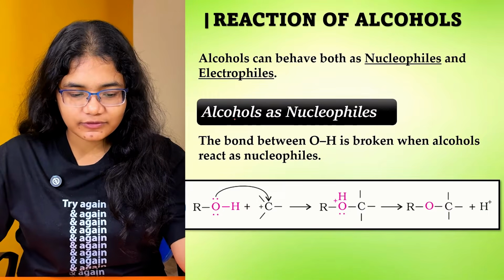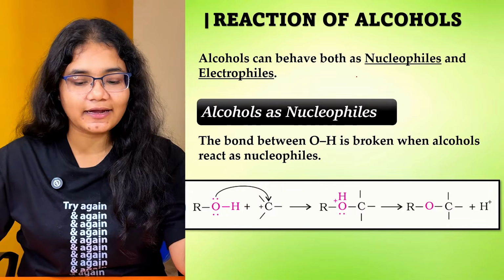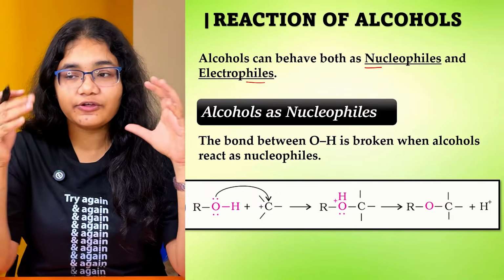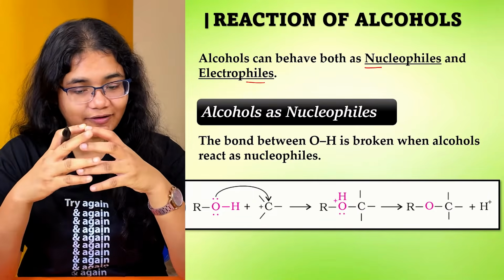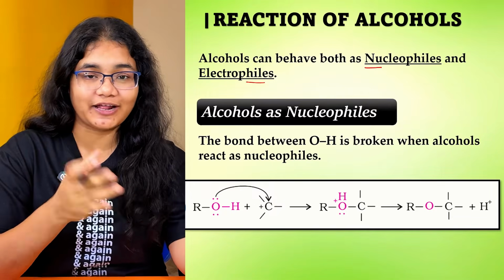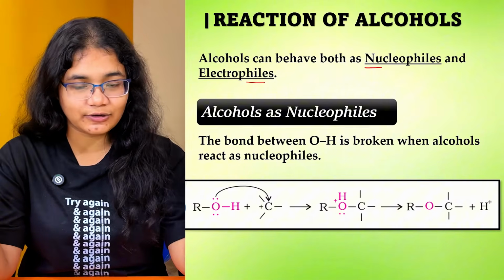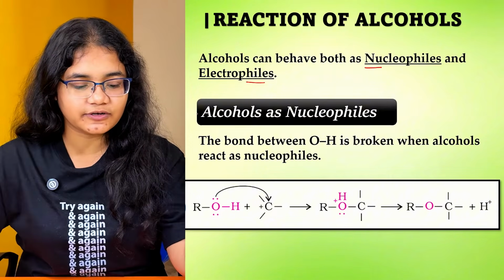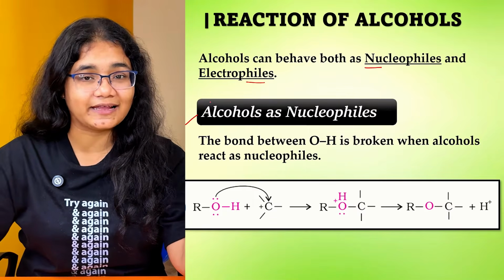Before starting the reactions, we have to understand that alcohols can behave as both nucleophiles and electrophiles. If alcohols are behaving as nucleophiles, they can react with electrophiles, and if alcohols are behaving as electrophiles, they can react with nucleophiles. So let us see how these alcohols behave as nucleophiles and electrophiles. First we'll talk about how alcohols behave as nucleophiles.